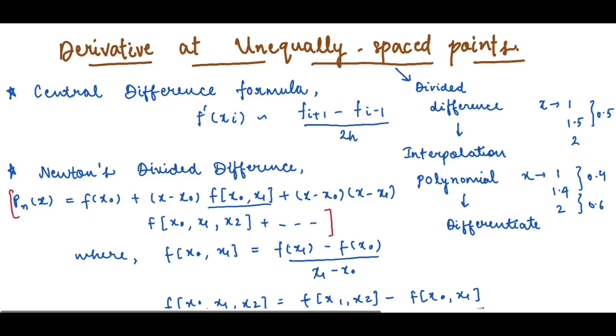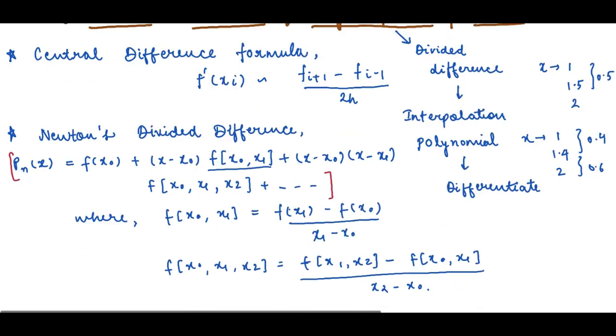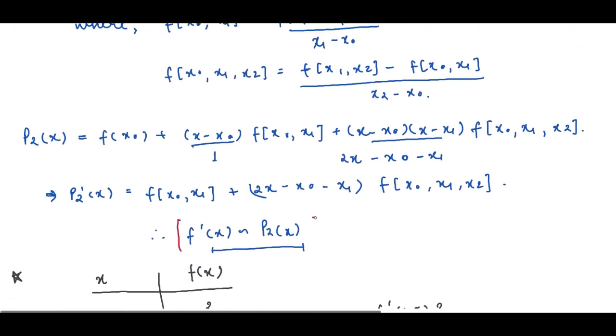Firstly, you just need to construct the divided difference table, write the Newton divided difference polynomial, differentiate the polynomial and just substitute the required value of x. And that's our general method.